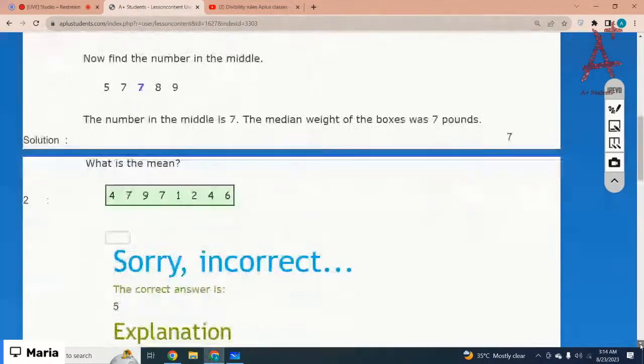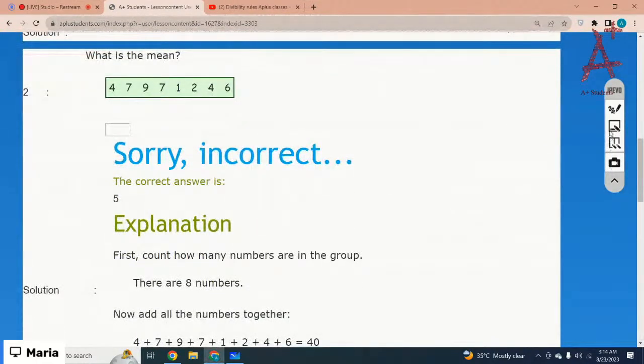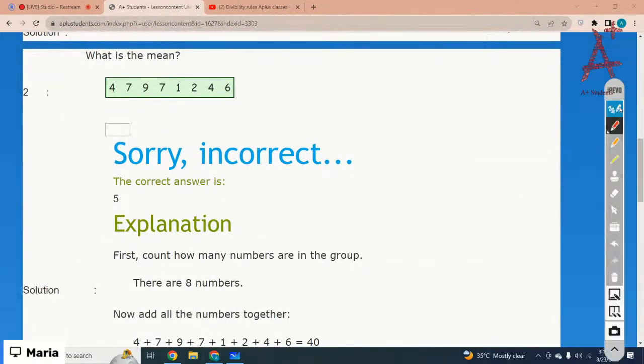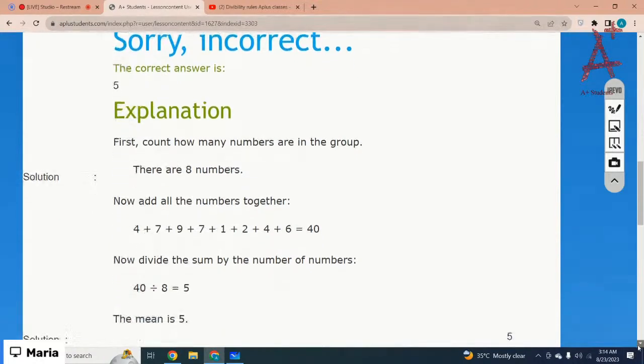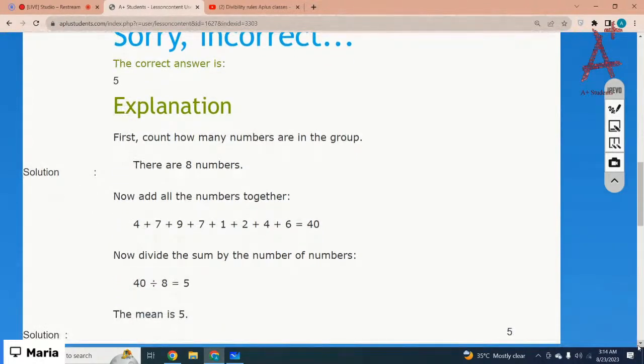Okay, the next one is what is the mean? Whenever you have to calculate the mean, you simply add up all the numbers. They are 1, 2, 3, 4, 5, 6, 7, 8, 8 numbers, right? Just calculate their sum. When you add them together, they make 40, and then you divide the sum by the number of numbers. They are 8 numbers. I just counted them. So you divide 40 by 8. 40 divided by 8 equals 5. So the correct option is 5.